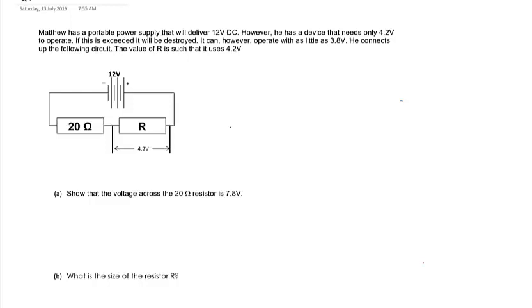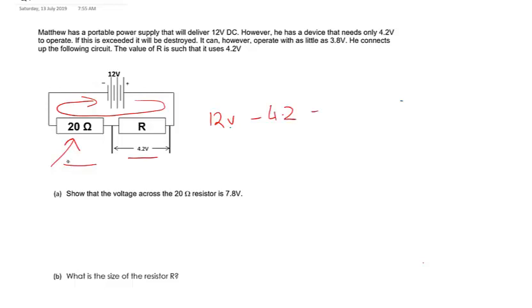Okay, now in this question, we're basically just being asked to work out or show that the voltage of this is going to be 7.8 volts. Now, as an electron goes around the circuit, it has to use all of the 12 volts. So if we know that the voltage used here was 4.2, then whatever voltage is used on this component must add up to 12. So simply 12 volts minus 4.2 equals 7.8 volts.